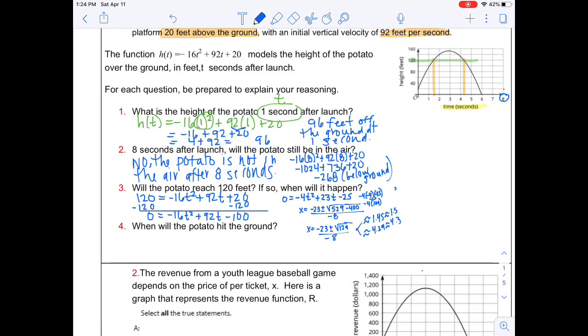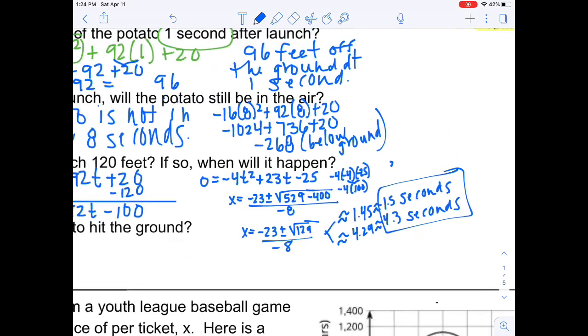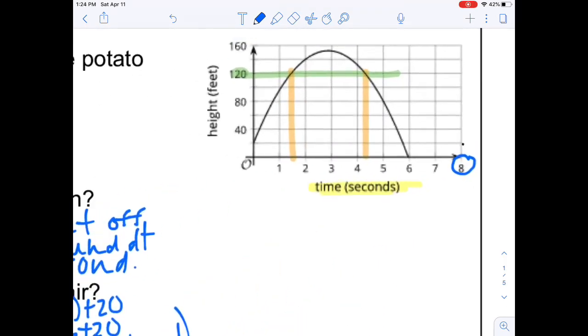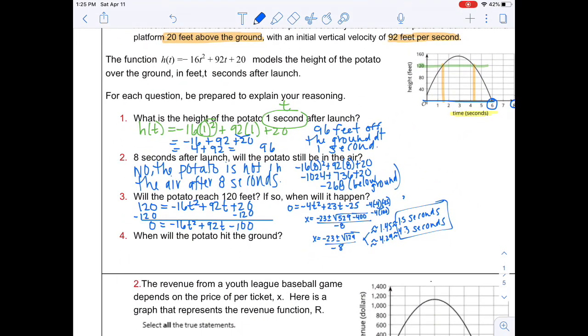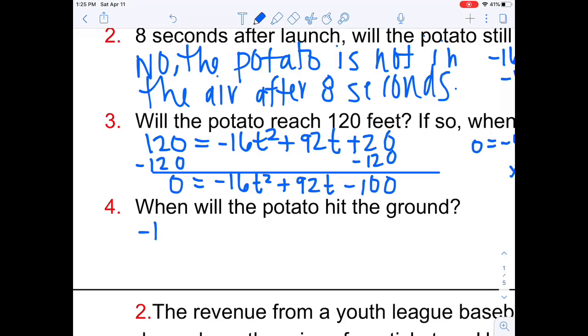So the potato will reach 120 feet when will that happen? At approximately 1.5 seconds and 4.3 seconds. Okay, so depending on what it's asking, height or time, we plug those values in and we solve for the other variable. When will the potato hit the ground? So when does it reach 0? It looks like it hits the ground, the height at 0, at 6 seconds. I'm going to confirm that by doing, again, the quadratic formula.